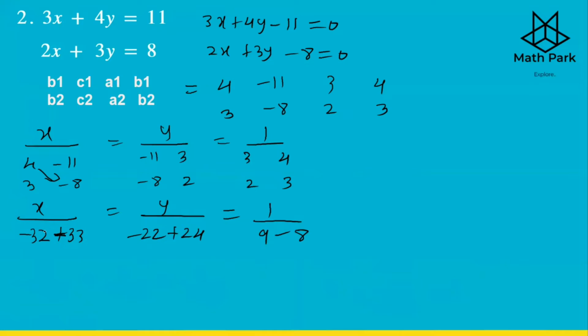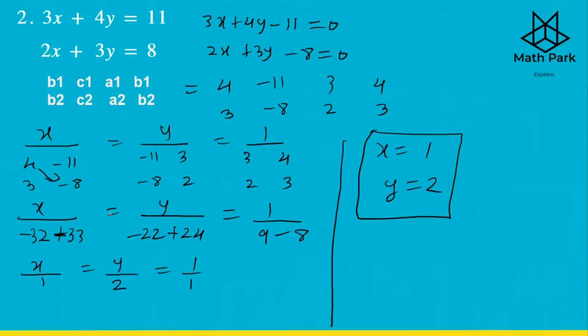So we got, this is x upon minus. So we have minus 32 plus 33 is 1, minus 22 plus 24 is 2, and 9 minus 8 is 1. So we get x is equal to 1 upon 1, which is 1, and y is equal to 2 upon 1, which is 2. Got it? So this is how we completed question number 2. Let's move on to question number 3.